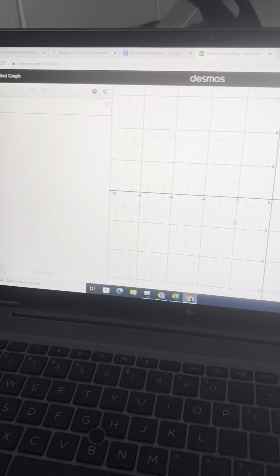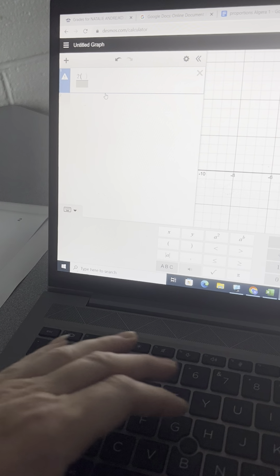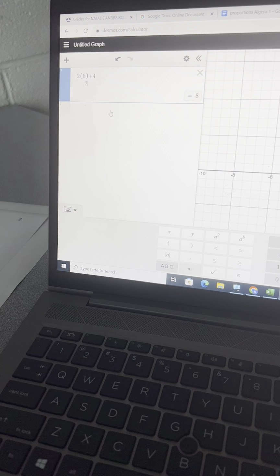Okay, so I need my keyboard. I'm going to start out with 2, then hit divide, and then go back up. Okay, there it is. Then parenthesis 6, close the parenthesis, plus 4, and then I'll go back down and put my 2. Okay, that gives us 8. Hit enter. Now we're going to check the other side.